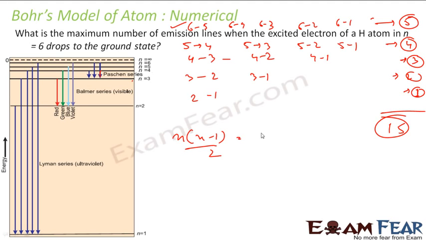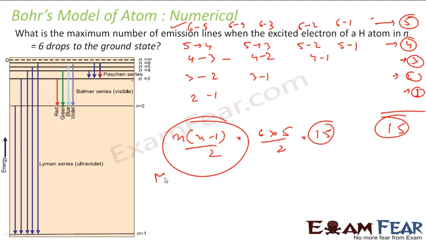So you see this, if you put the value of n equal to 6, this becomes 6 into 5 by 2, that is 15. So you can write a general formula for the maximum number of emission lines for the highest value of n being n: you get n into n minus 1 by 2 maximum emission lines. Correct? Because it's an AP actually, 1 plus 2 plus 3 plus 4, with a difference of 1. This becomes n into n minus 1 by 2.